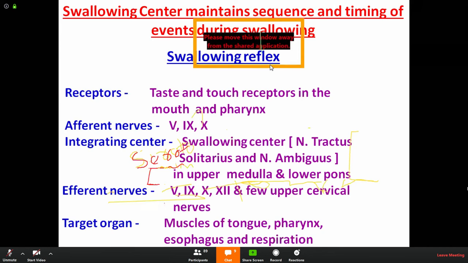The effector, or target organs, are the muscles of the tongue, pharynx, esophagus, and respiration. These are the components of the swallowing reflex.